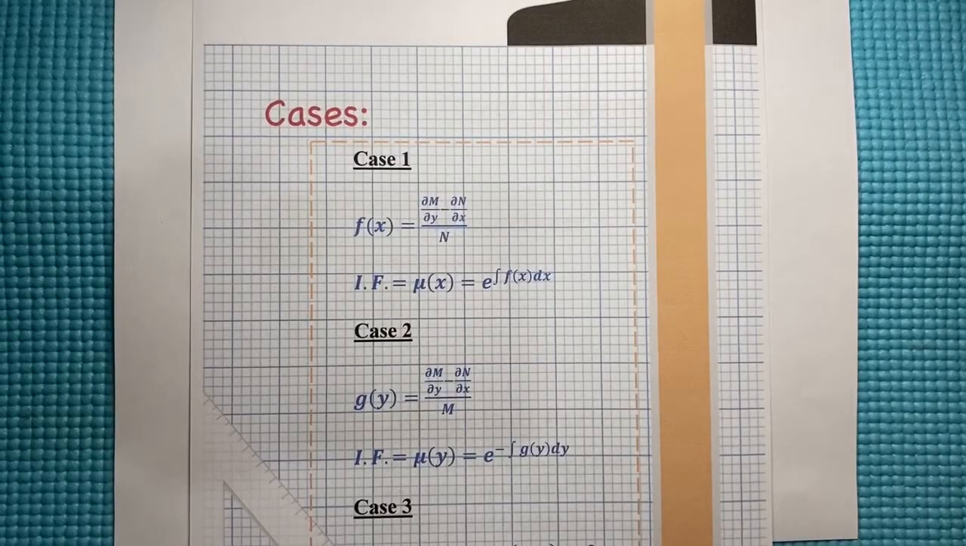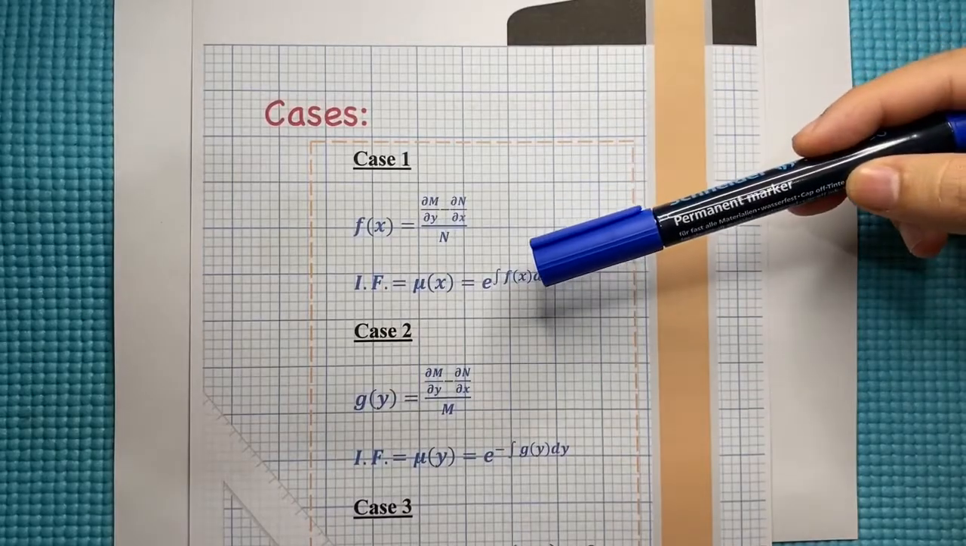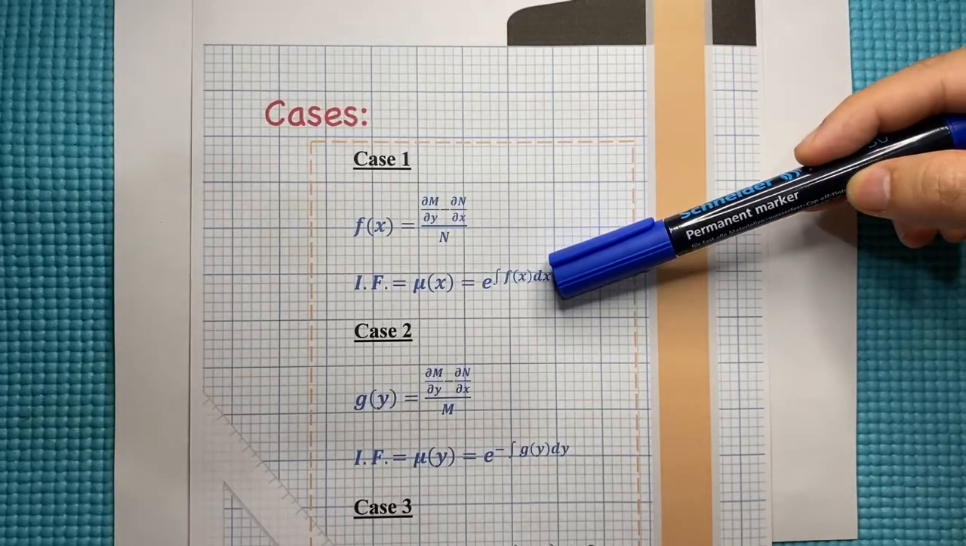The first case is if we find the difference of the partial derivative of the M function with respect to y and that of the N function with respect to x, and then divide it by the N function, and it yields a function of x alone. Then that is classified as case 1. The integrating factor can then be computed as e raised to the integral of f of x dx.